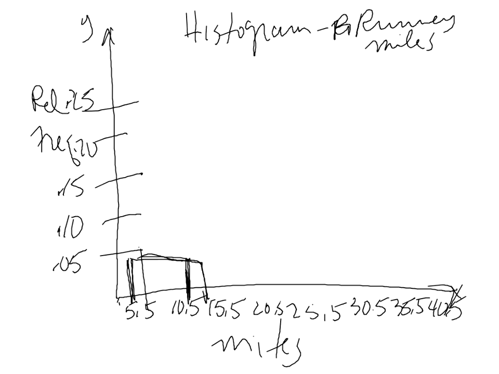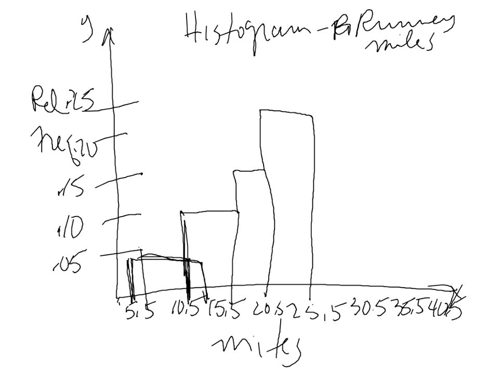Then from 10.5 to 15.5, the relative frequency was 0.10. Okay, and then the next one was 0.15. And then the next one was 0.25. That is not a very good looking graph, but again, we're just trying to get the idea of how to derive the graph. And then we go 0.20, and then we're at 0.15 and 0.10.